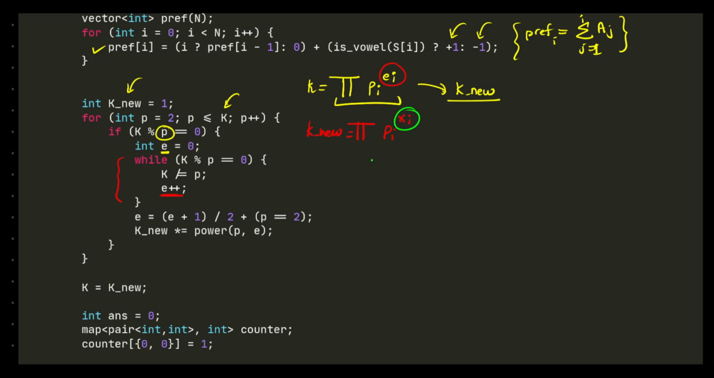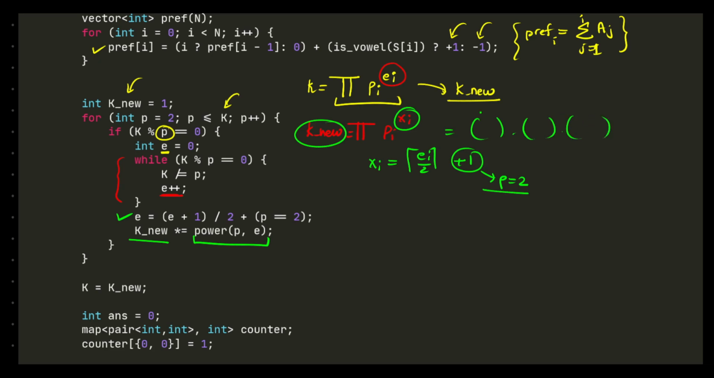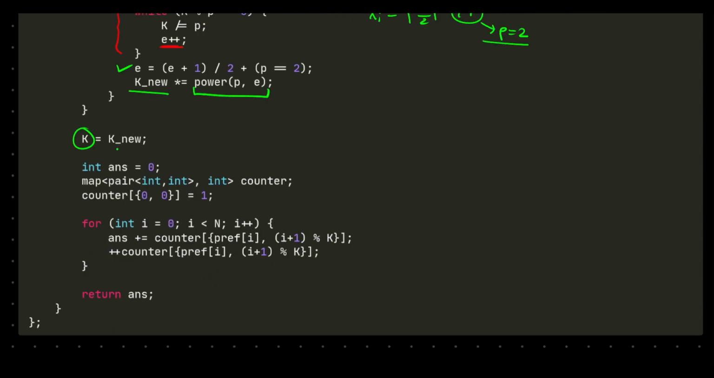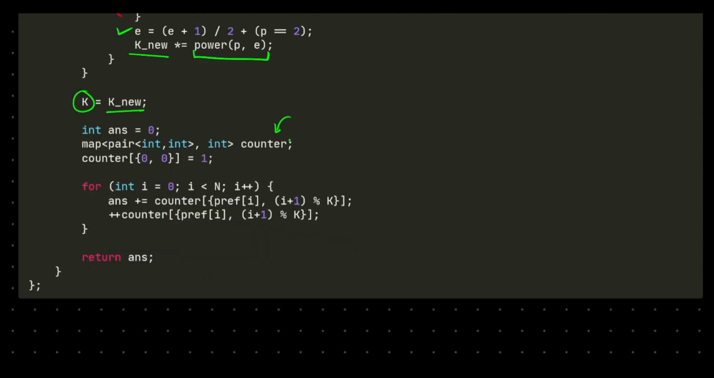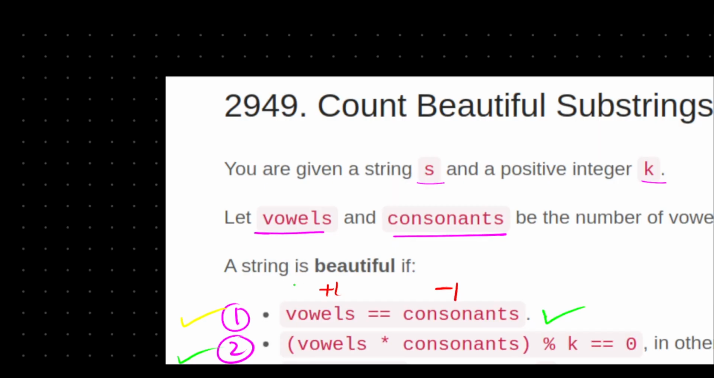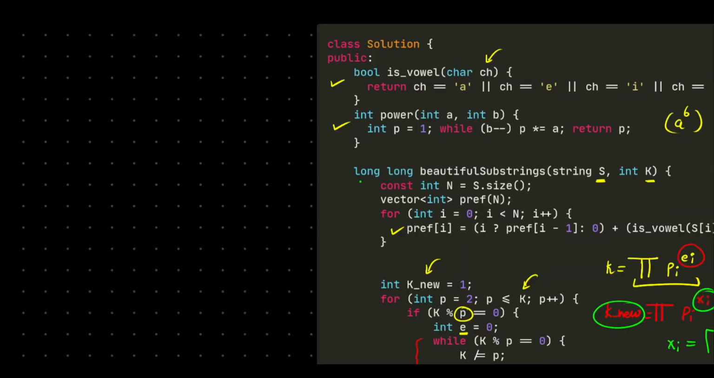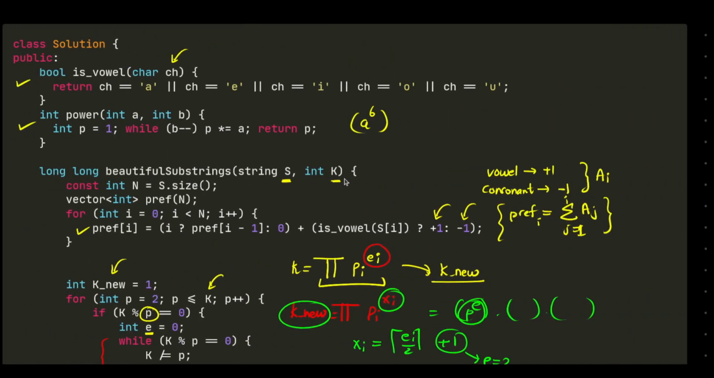We know that xi is the ceiling value of ei by 2, and it is plus 1 only when the prime factor we are considering is 2. This is what we are doing here. We find out the exponent in the prime factorization of the new key value, and that particular part is multiplied. Since this is a product of individual prime factorizations and their exponents, we are multiplying the contribution of each particular prime here. After that, we change k to the value that we computed and create the groupings so that we maintain a pair to follow both of the conditions I mentioned in the question. We want the vowels count to also be the same and these conditions should also be met. And this is done by the following implementation.